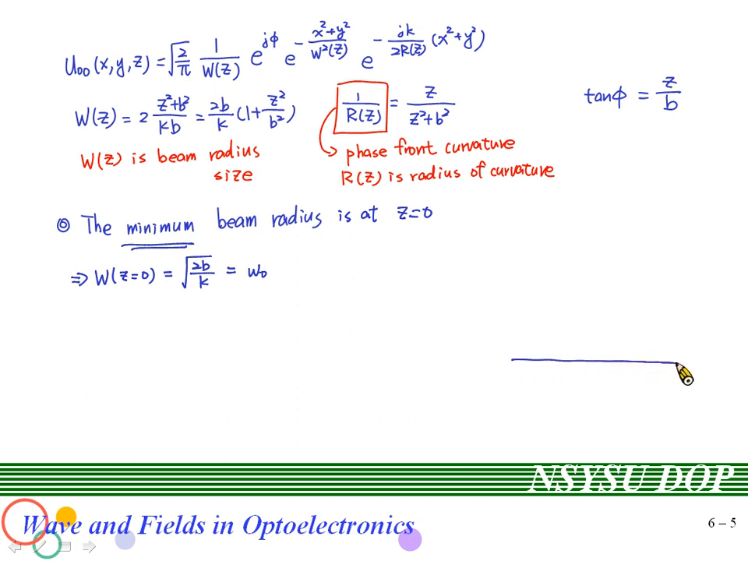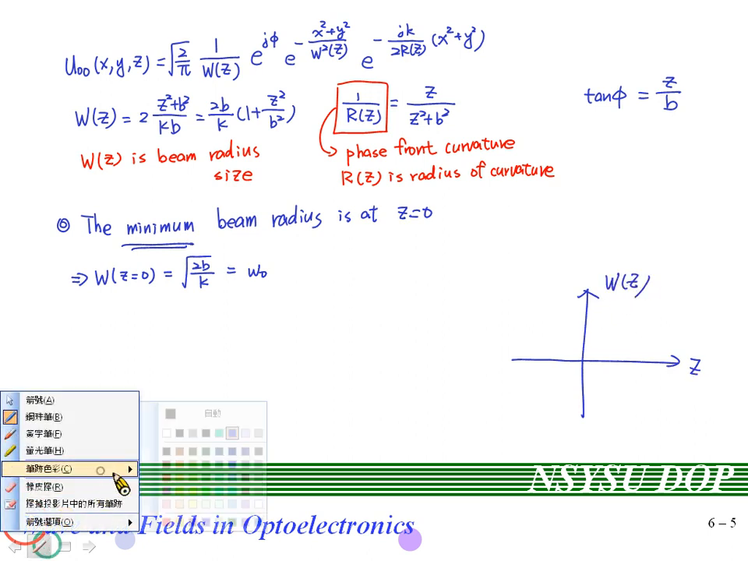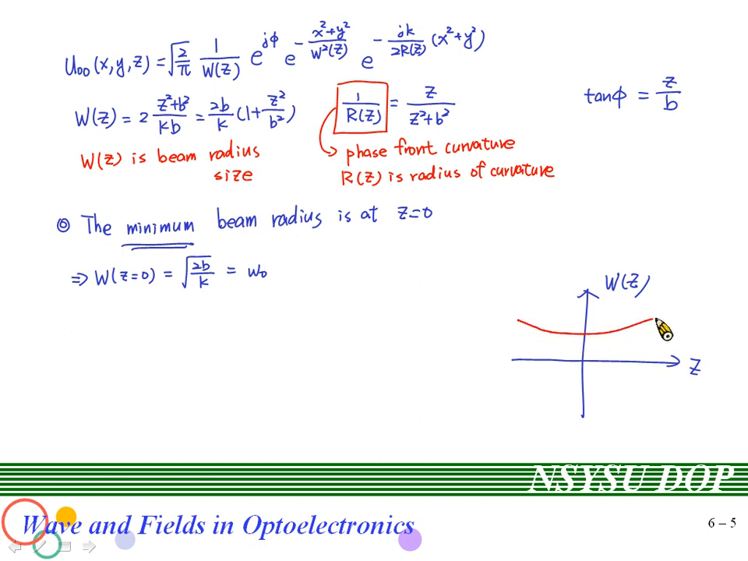That is, if you plot the beam radius along the z-axis, you will find out that the Gaussian beam will have a minimum radius at z is 0. And we find that the beam radius will be W0. And this position, we call it the waist of the Gaussian beam. The waist in Mandarin is the narrowest position of a human body.